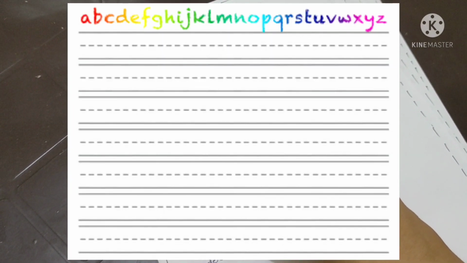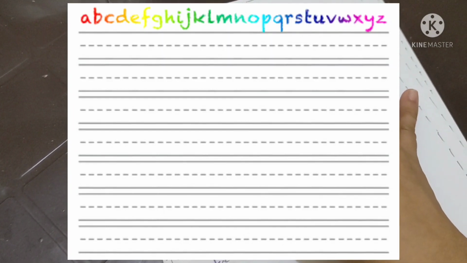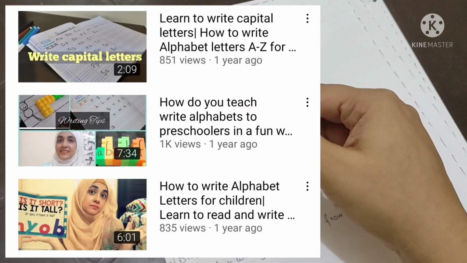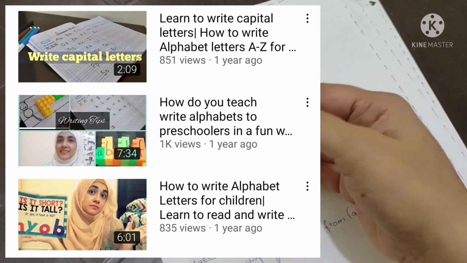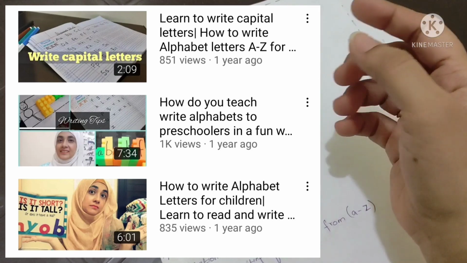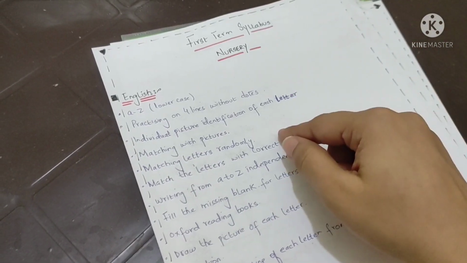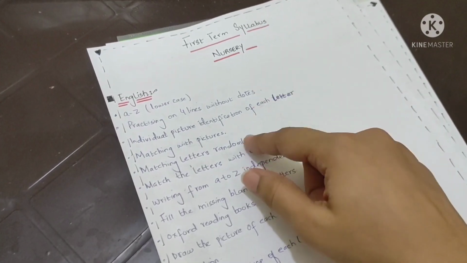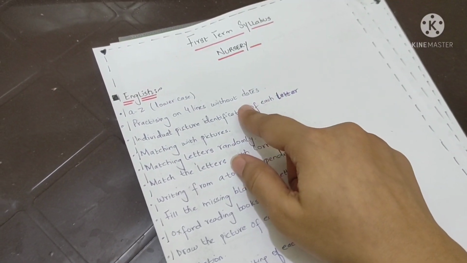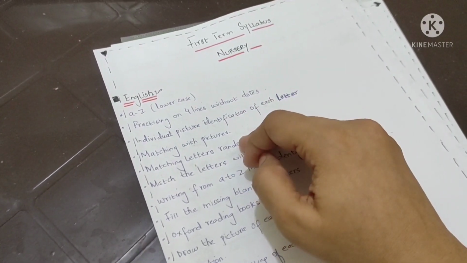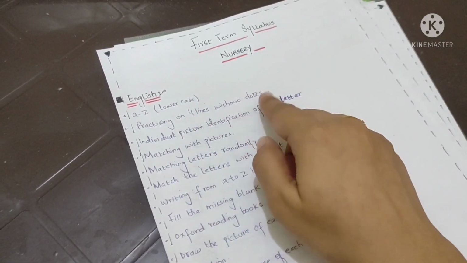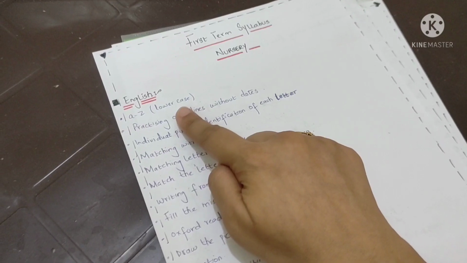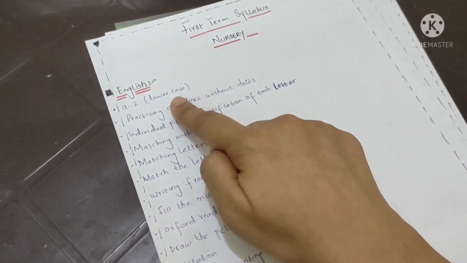If you want to know how you can teach your children to differentiate between the lines, मैंने एक और वीडियो बनाई हुई है, you should definitely check that out first, and then you can help your child with teaching them how to write on 4 lines. Okay, so we are practicing on 4 lines. What are we practicing? We are practicing the lowercase letters from A till Z.